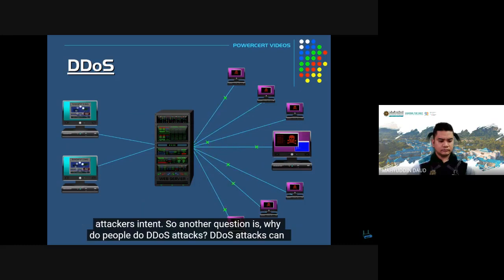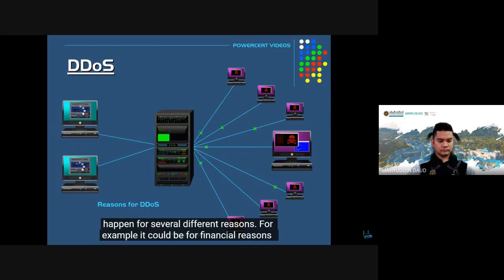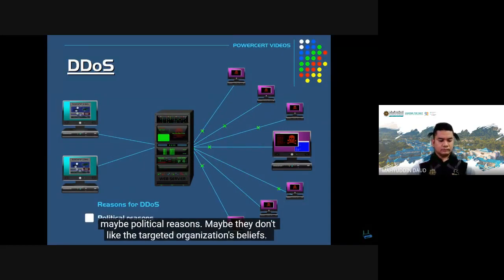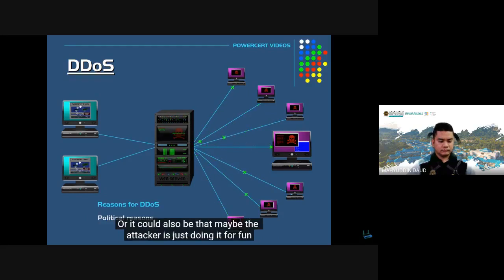So another question is, why do people do DDoS attacks? DDoS attacks can happen for several different reasons. For example, it could be for financial reasons, and the attacker is DDoSing a competitor in the marketplace. It could also be for maybe political reasons. Maybe they don't like the targeted organization's beliefs. Or it could also be that maybe the attacker is just doing it for fun.